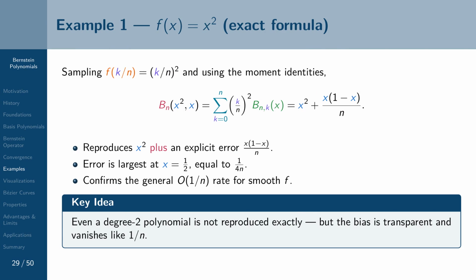Our first example is computable in closed form. Sampling f of k over n equals k over n squared, and using the moment identities, the Bernstein approximation of x squared is exactly x squared, plus x times 1 minus x, divided by n. So it reproduces x squared, plus a transparent error term. That error is largest at x equal to 1/2, where it equals 1 over 4n, and it vanishes like 1 over n, confirming the general smooth rate. Note the lesson. Even a humble degree 2 polynomial is not reproduced exactly, but the bias is explicit and controlled.